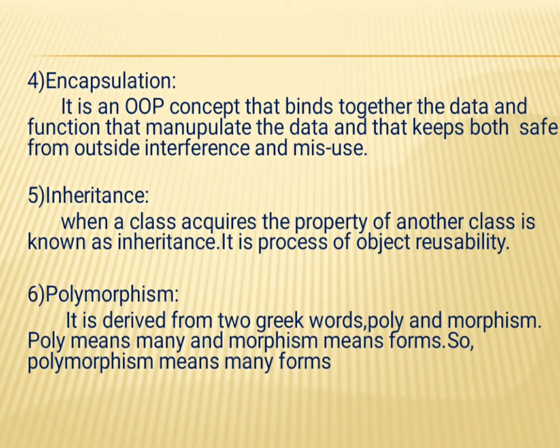4. Encapsulation. It is an OOP concept that binds together the data and functions that manipulate the data, and keeps both safe from outside interference and misuse. 5. Inheritance. When a class acquires the properties of another class, it is known as inheritance. It is the process of object reusability. 6. Polymorphism. It is derived from two Greek words, poly and morphism. Poly means many and morphism means forms. So, polymorphism means many forms.